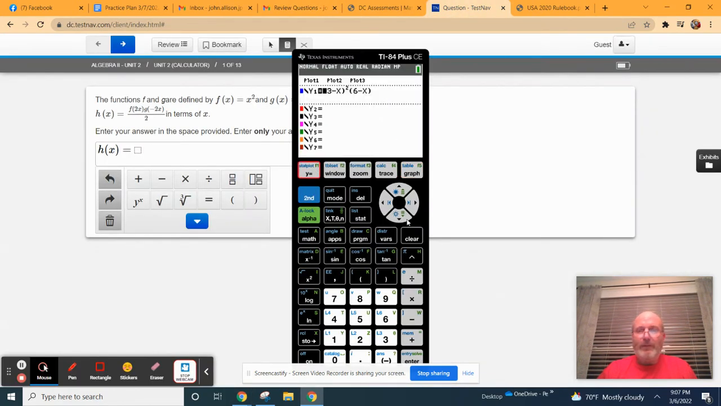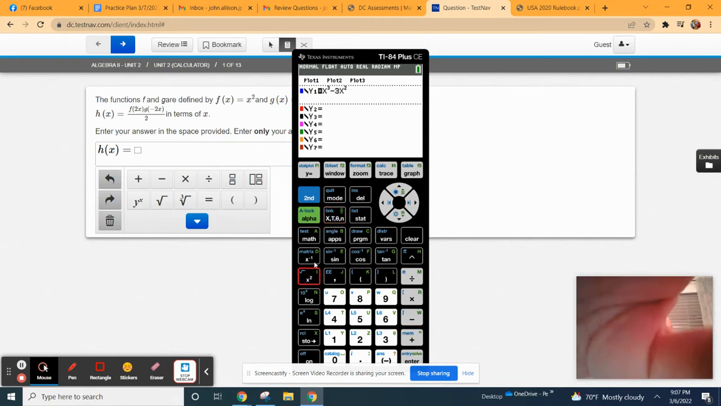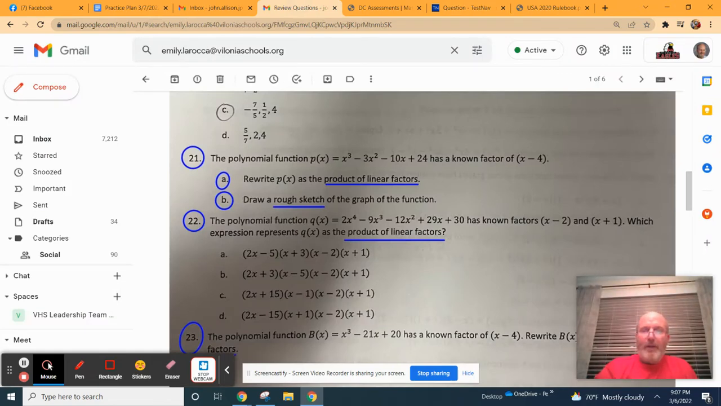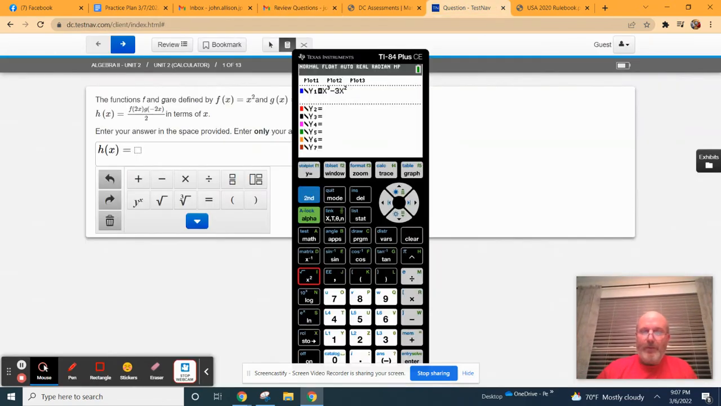Y equals clear x cubed minus 3x squared. Let's see what that was. Minus 10x plus 24. We're going to hit graph.